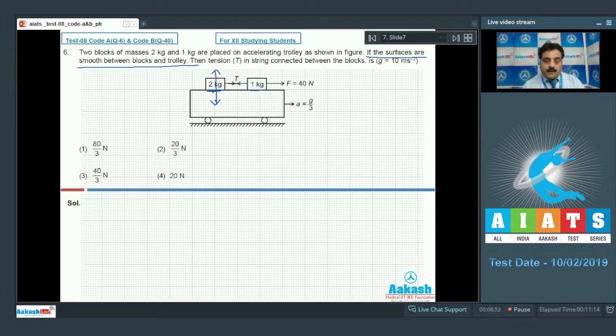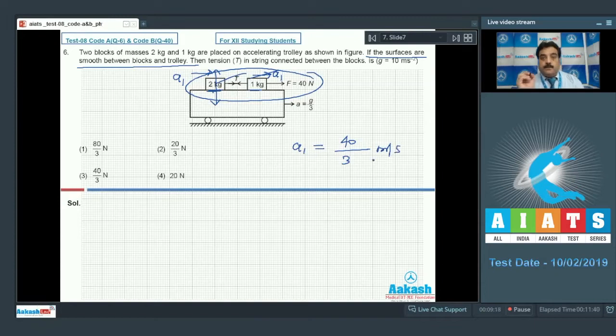so I am not going to concentrate on that. First I am looking to find the acceleration. Suppose the acceleration of the 1 kg is A1, and they are connected, so the acceleration of the 2 kg will also be A1. For this value of A1, first I will write the force, that is 40, and the total mass 1 kg plus 2 kg, so this is 3. So 40 by 3 meter per second squared is the acceleration, right?